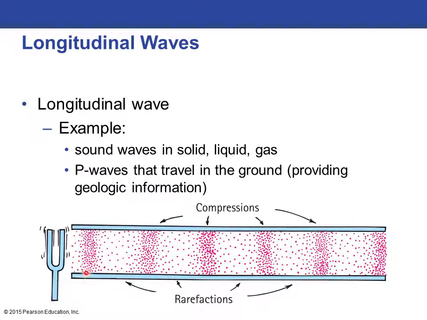So again, say you're looking at sound moving through the air. When the air molecules get compressed together, that's called the compression. And then rarefactions are the areas where, like your slinky getting pulled apart, those air molecules get pulled apart. And so they are not as densely packed in here, and that's called the rarefaction. P waves that travel in the ground, providing us geological information, are moving through a solid, and they have these longitudinal wave characteristics here.